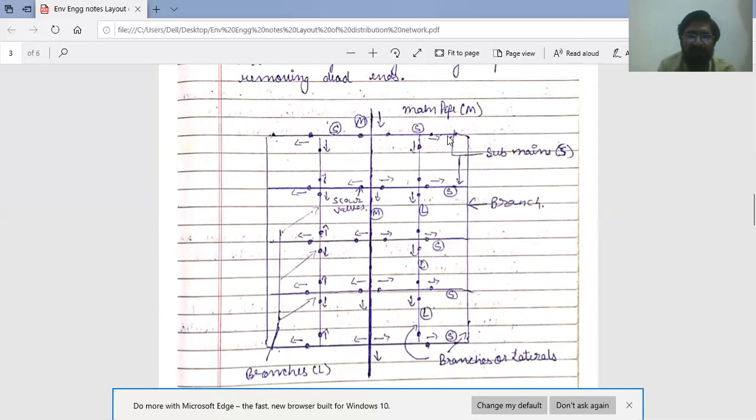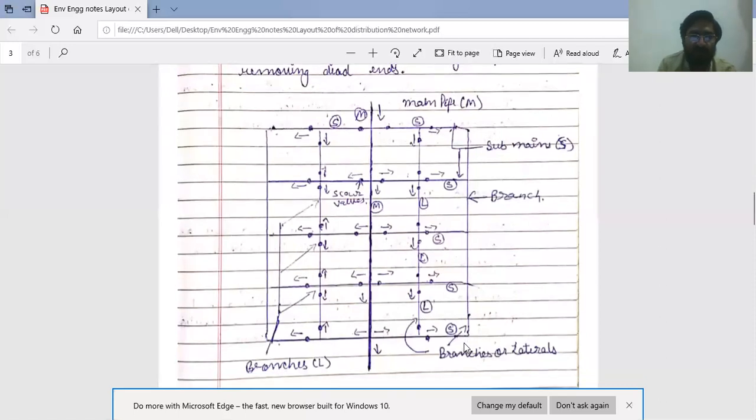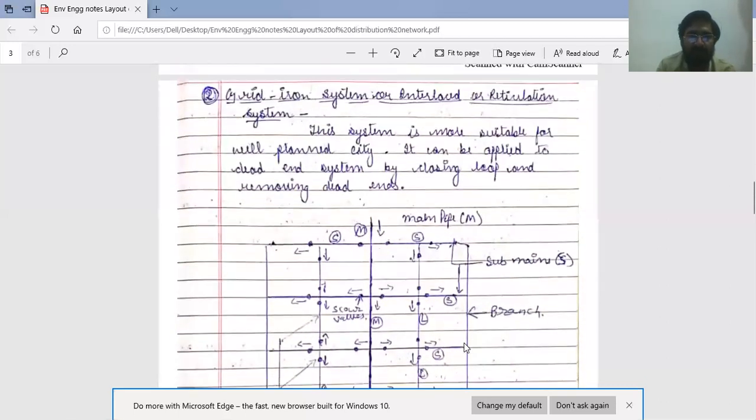This is submains. This is submains. This is submains. And this is submains. Horizontal lines. One central vertical line is main pipeline. Horizontal lines are submains, and these vertical lighter lines are branch lines. And these dotted ones are the valves. These show the flow of water in two directions. This is grid iron system.